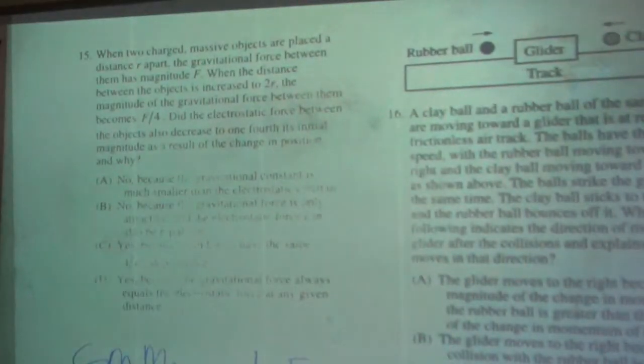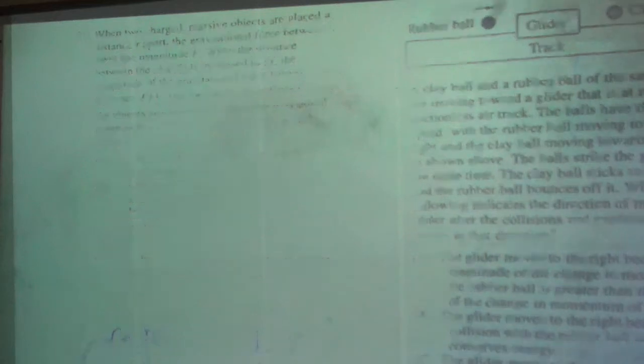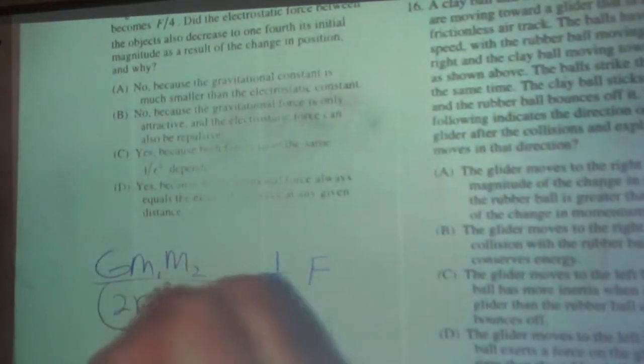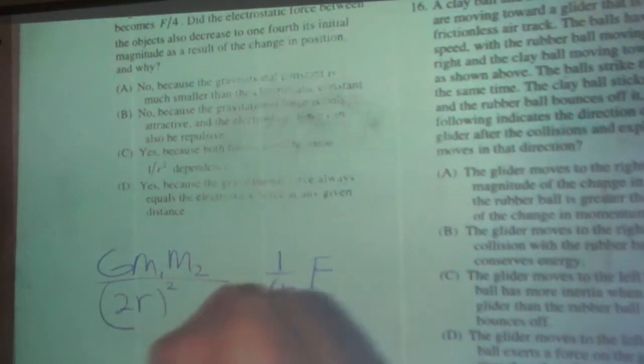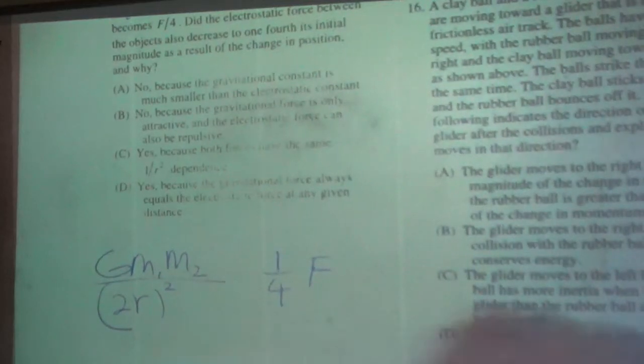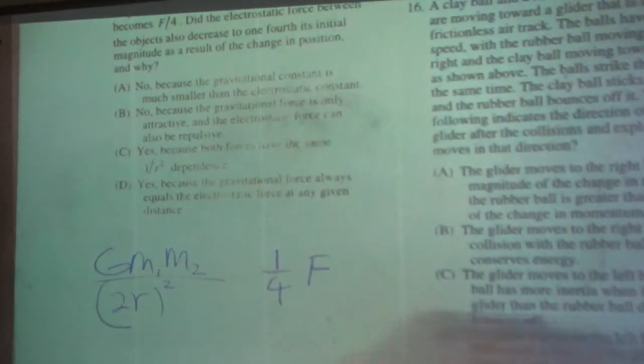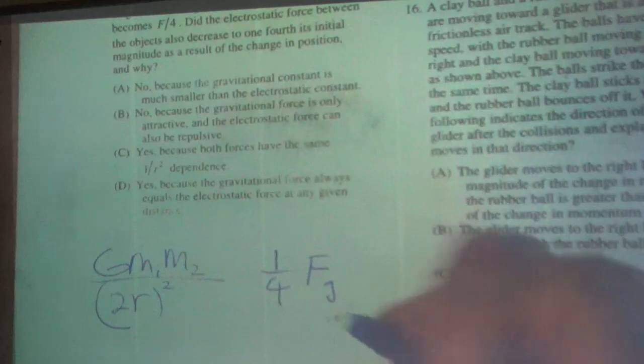Did the electrostatic force between the objects also decrease to 1/4 its original magnitude? So let's think. K Q1 Q2 over r squared. If I put a 2 right here, then yes, this would be 1/4 the electric force, just as this is 1/4 the gravitational force. So you should say yes because both forces have the same 1 over r squared dependence. If I double r, that would be 1 over 2 squared, which would be 1/4 the force.